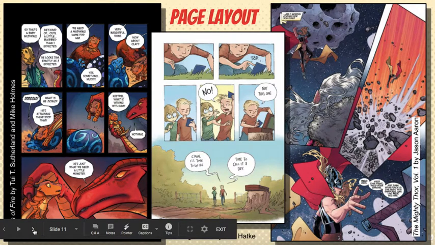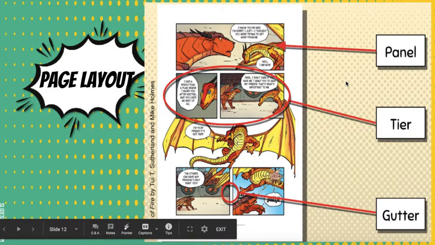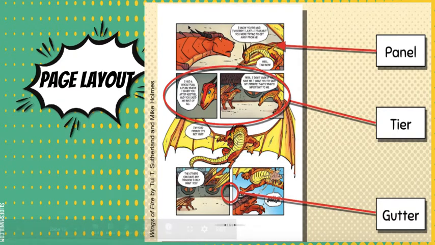There are lots of different page layouts you could have in a graphic novel. Here are some. And the main thing you need to know is that a panel is a rectangle or square or other shape that has the pictures and the dialogue in it. The tier is, well, here's the first tier, there's the second tier, there's the third tier, the different rows of story you have to go through.